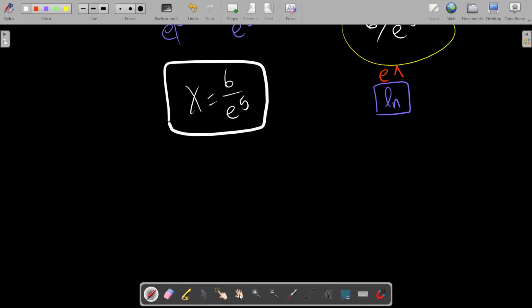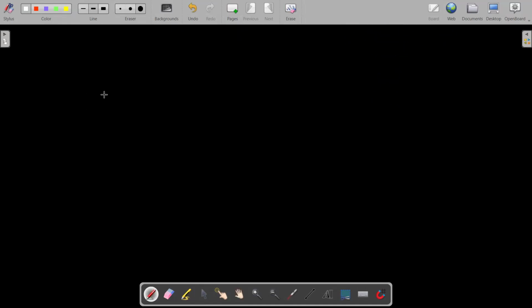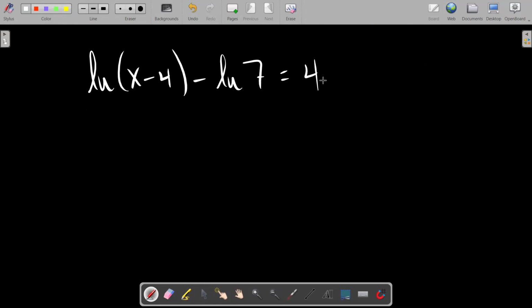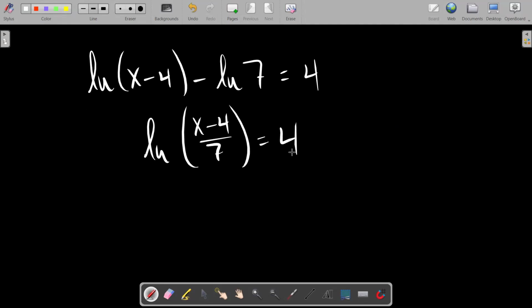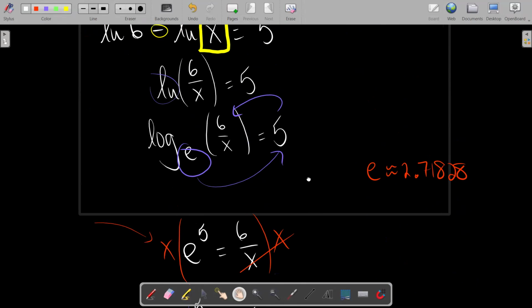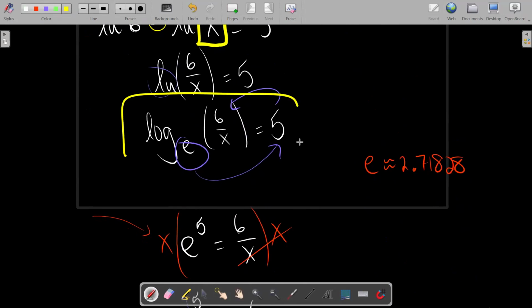Example 2. The natural log of x minus 4 minus the natural log of 7 equals 4. Step 1, condense. And let's see if for the entire rest of this lesson we can not do that step. All right. We know what's coming.